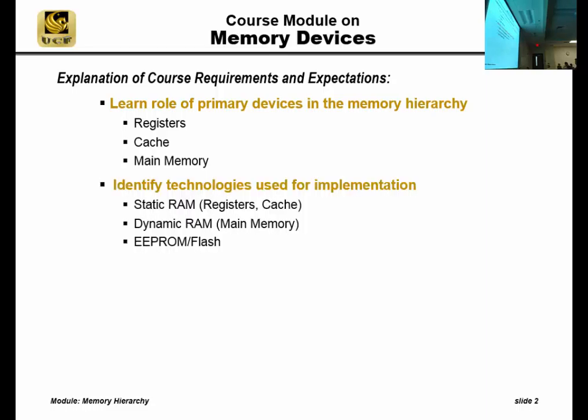We talked about device technology. That means how do we build the transistors that implement the memory cell? There's different choices. There's static RAM, it's a certain type of transistor. Dynamic RAM, we use a capacitor. And there's other technologies that are non-volatile, which we'll explain.